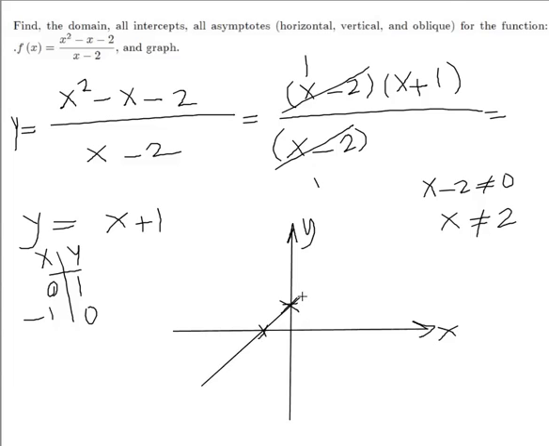So this would be the straight line, except x cannot be equal to 2. So if I graph this line here, at x equal to 2 there would be a hole on my line. So if this is 2, you're going to put a little hole here to show that this is where your graph is going to be discontinued. And this is how you graph this one. There are no horizontal, vertical, or oblique asymptotes for this graph.